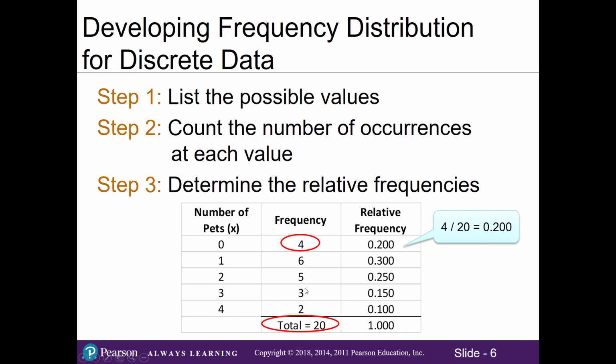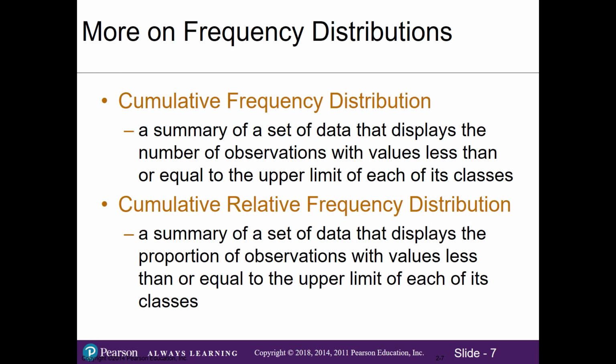So for each of these rows, we will take the frequency and divide it by the total to get its relative frequency. When you add all of the relative frequencies together, it should equal 1. That way you know that you've done it correctly. If when you total them up, it does not equal 1, then you should go back and double check your math.